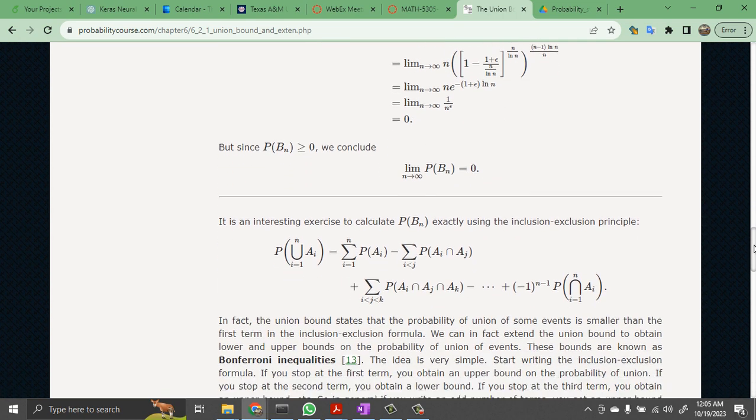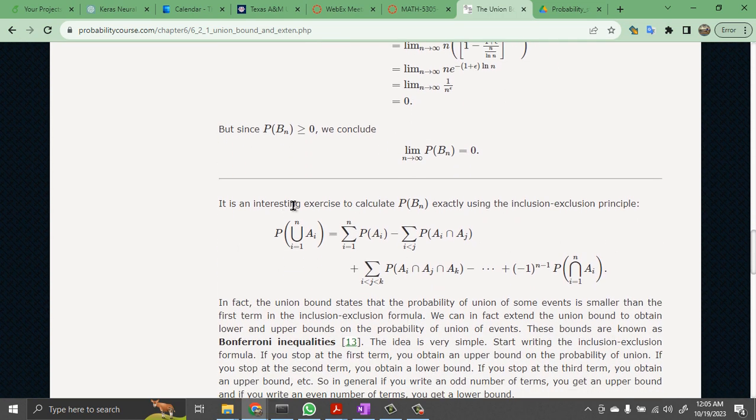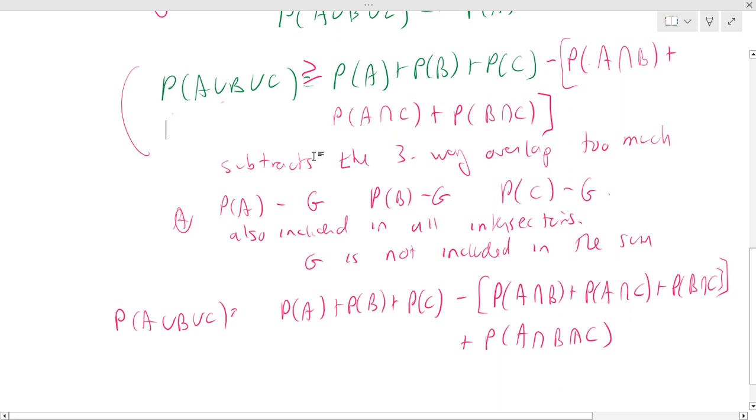Okay. Right. So it's an interesting exercise to calculate P(B_n) exactly using the inclusion-exclusion principle. If you wanted to find the probability exactly, you would have to calculate all of these terms. And what he's saying here is that if you want to get a better bound than the sum bound, you just take more and more terms of this, and you will either overestimate or underestimate. And I showed how that worked in the simple case with just 2 sets and 3 sets.